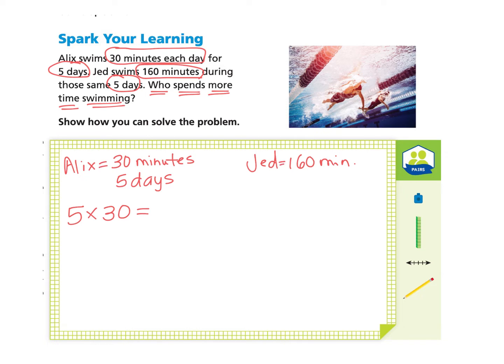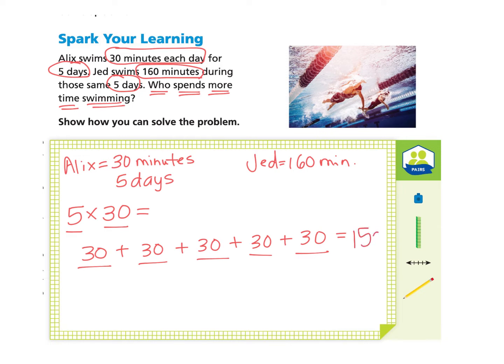And I know that this is saying 5 groups of 30, so I could write 30 plus 30 plus 30 plus 30 plus 30. That would give me 1, 2, 3, 4, 5 groups. And when I add 30 plus 30 plus 30 plus 30 plus 30, my answer would be 150. So Alex has a total of 150 minutes.